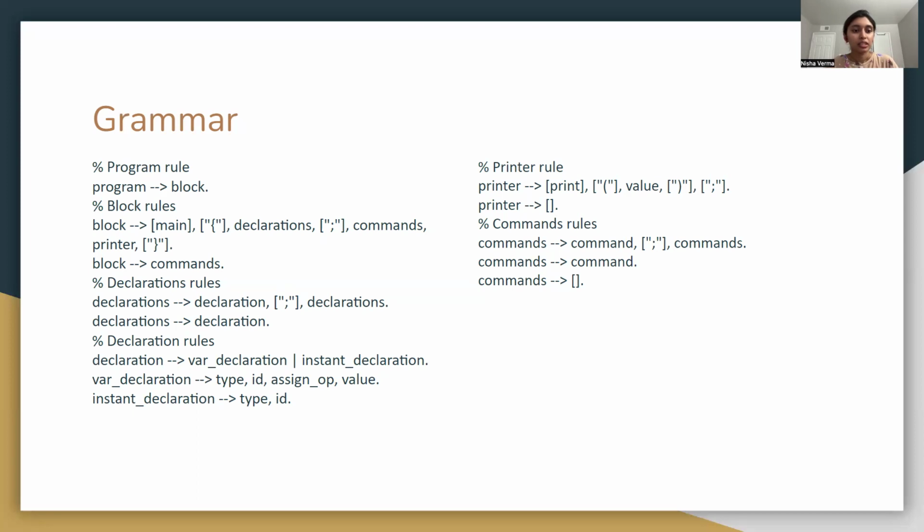The variable declaration comes into the picture when we have to assign some value, so then we use the variable declaration. If we do not have to assign any value, then the instant declaration rule is used. For the print statement, we print the value, which could be a Boolean, string, or of num type. Coming to the command rules, we again have multiple commands and single commands.